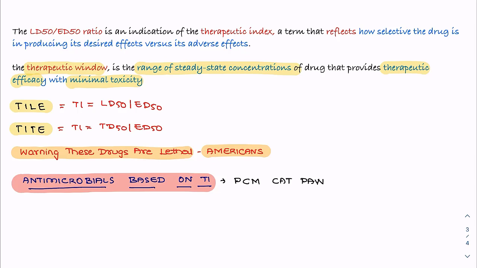Under the antimicrobials, you can classify based on therapeutic index: high therapeutic index examples are penicillin, cephalosporins and macrolides; the low therapeutic index is CAT, that is chloramphenicol, aminoglycoside and tetracycline; and the very low therapeutic index is polymyxin B, amphotericin B and vancomycin. Hope this will help you in clearing the MCQs related to the therapeutic index as well as therapeutic drug monitoring. Thank you.